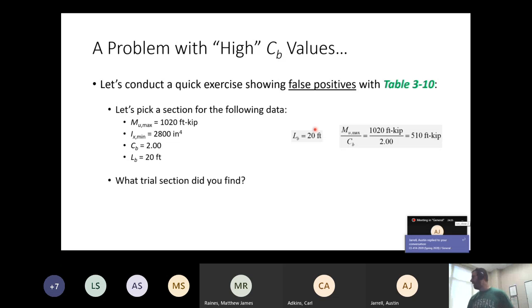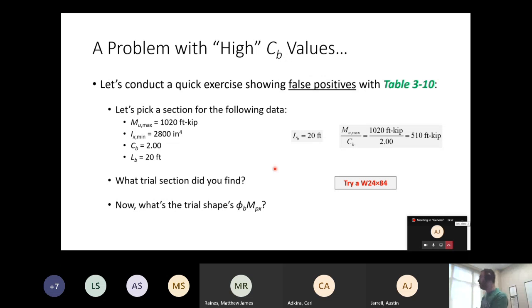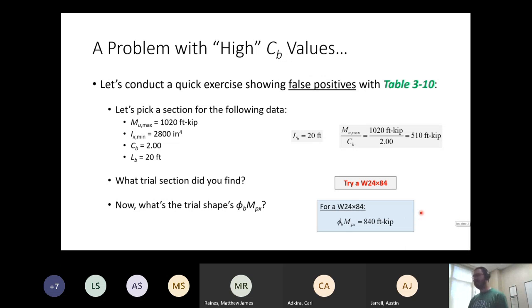A W24x84, okay? That's what I got. So that's the first shape you should find if you go in with 20 foot and 510. Okay, now, somebody else in chat, I want you to do me one favor. I want you to go to the ZX charts, table 3-2, and for a W24x84, tell me what's phi Mp. Nothing else, just what's phi Mp. 840. All right. So for a W24x84, phi Mp is 840 foot-kips.